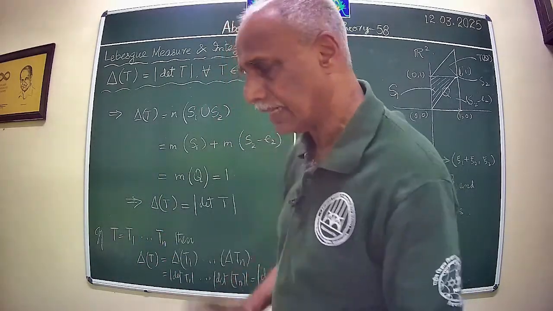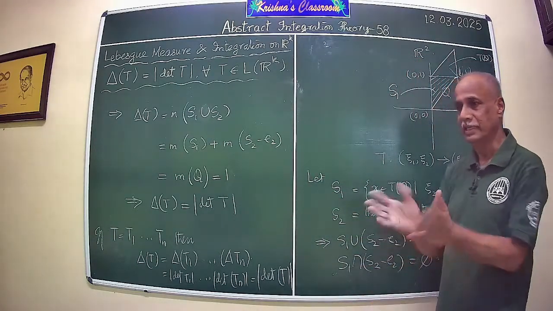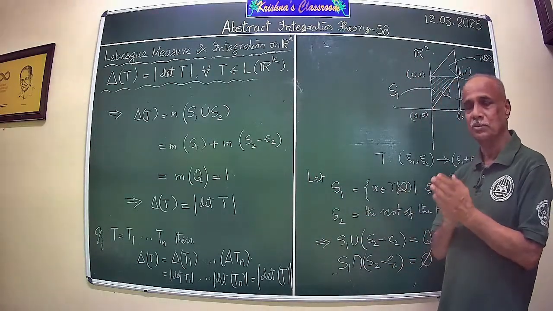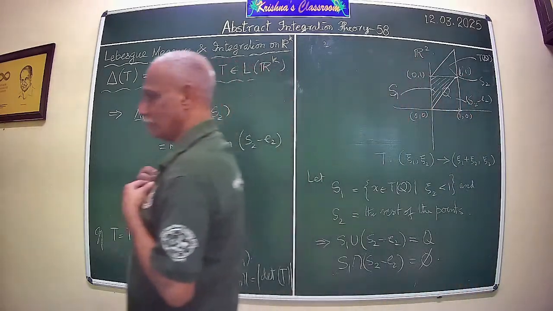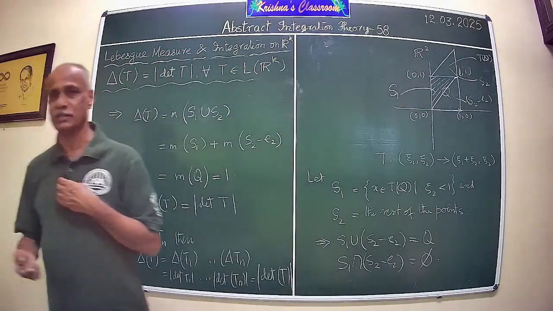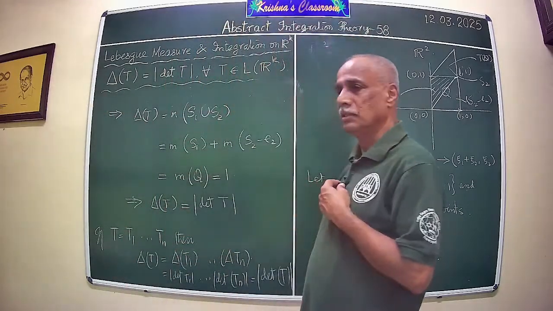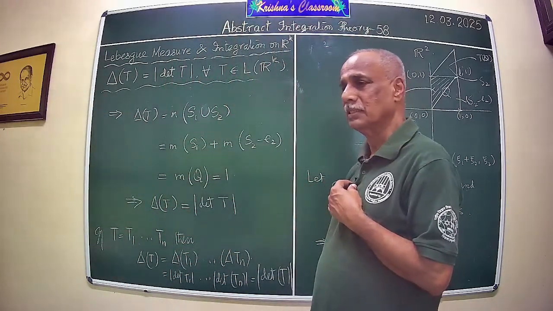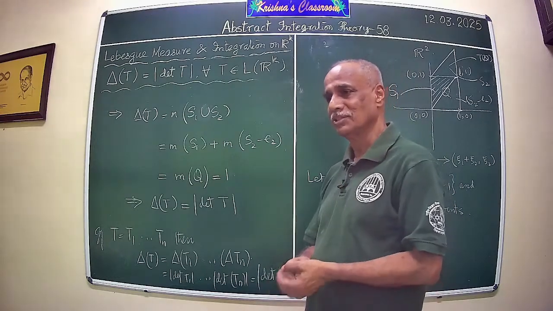So the strategy is to break up the linear transformation into the product of elementary transformations. And for elementary transformations, we have the result. From that, we conclude for the case of the given transformation. Thank you very much.